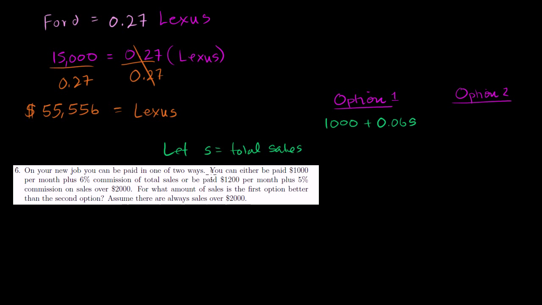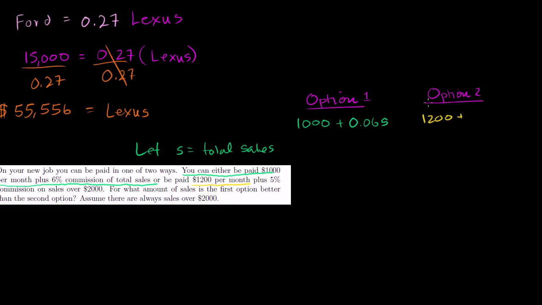That's option 1. That's right there. You can either be paid $1,000 per month plus 6% commission of total sales. And then option 2 is $1,200 per month. Let me switch colors. Option 2, I'll do it in yellow. Paid $1,200 per month plus 5% commission on sales over $2,000. So plus 5% of sales over $2,000.